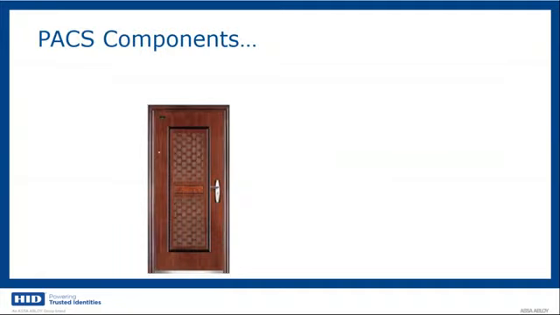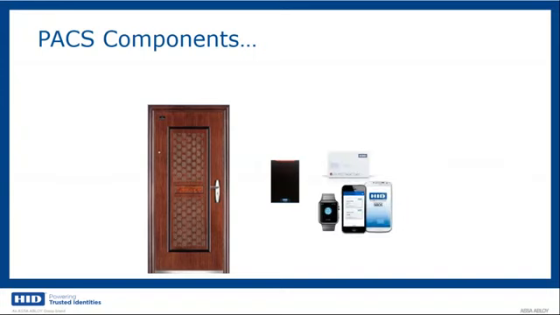Which are the main components of a PACS system? Normally what we want to do is control the access in a door. How do we do it? We use a reader. The reader will be the main component that will identify the person that is trying to get inside.